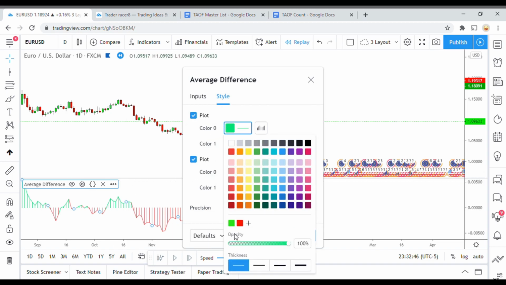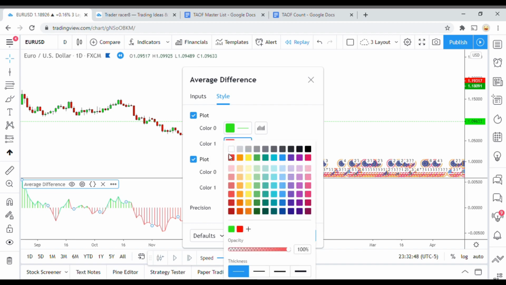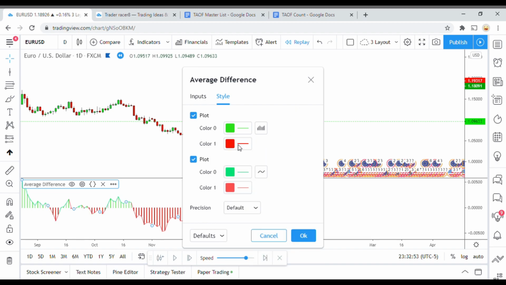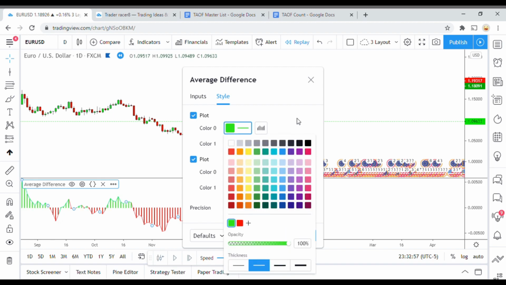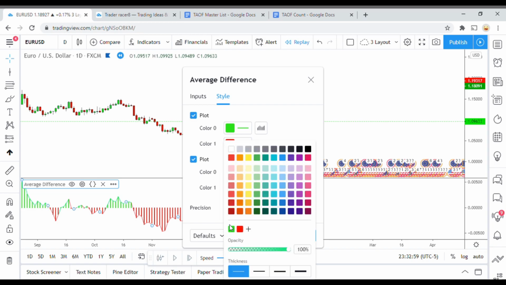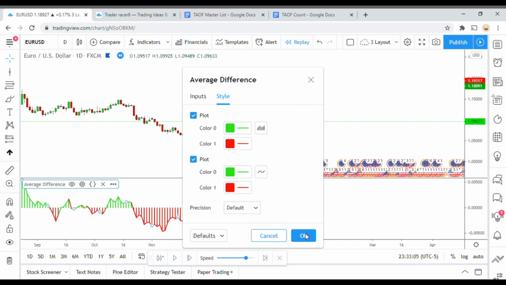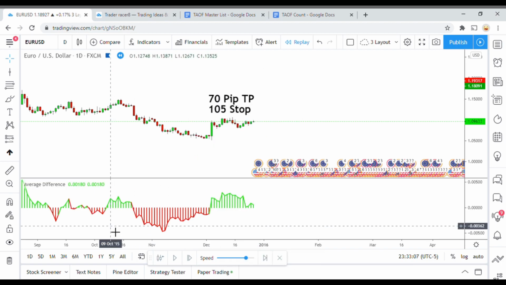Let me see if I can't bump up the, let's see here. Make it a little bit more visible here. And there we go. Nice and bright for everyone to see.